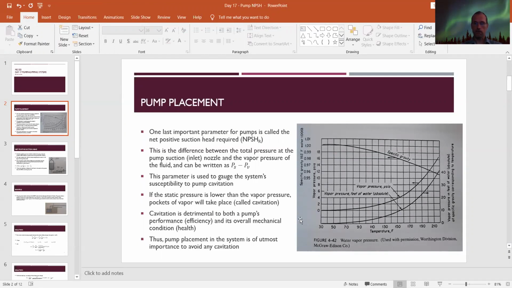We see here in this figure water vapor pressure based on temperature. That vapor pressure changes with temperature. Either you use units of standard PSI absolute, or they also have it in terms of feet of water, like a head value.